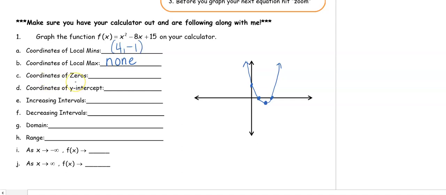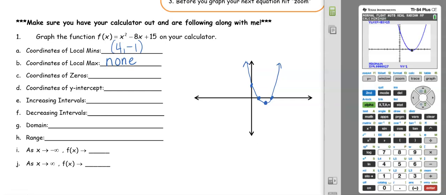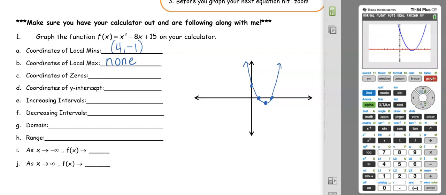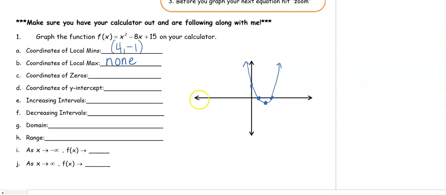Coordinates of the zeros. So the zeros, remember, are just a fancy way of saying x-intercepts. There's a couple different ways to do this. Second trace, there's actually a zero function. I think that's harder. So what we're going to do is we're going to go into y2 and we're going to enter 0 into y2. What this does, as you can see on that color calculator, is it draws a second line. It's creating this red line at the x-axis, and we're going to find those x-intercepts.